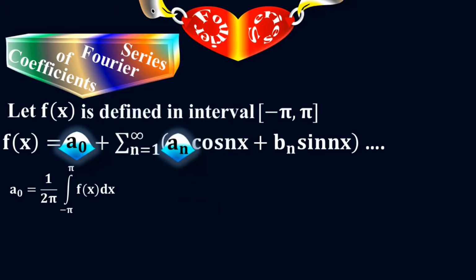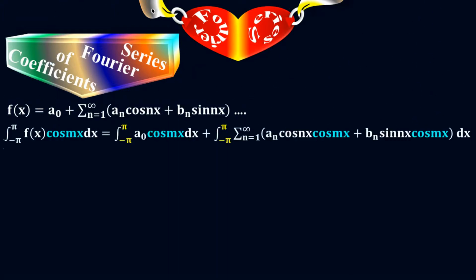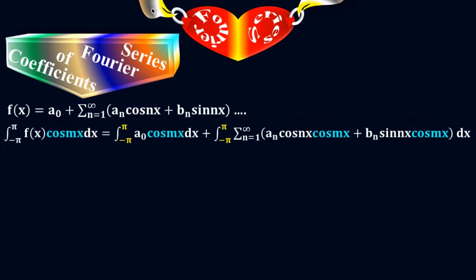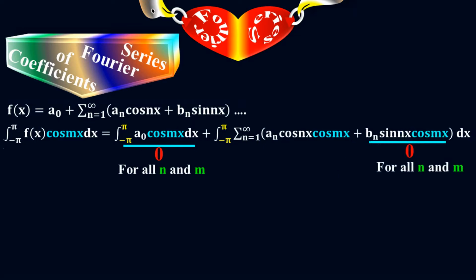Now I'm going to pick the coefficient a sub n and calculate the formula. Again from the equation of Fourier series, take integration on both sides with the limits from minus pi to plus pi. But this time I multiply both sides by cos mx. Just multiply both sides by cos mx, where according to the rule the integral of sin nx times cos mx equals 0 for all n and m values. Similarly, the b sub n term equals 0 for all n and m.